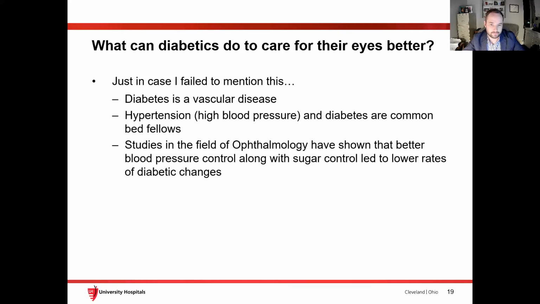We've done studies over large groups of patients, and we actually found that controlling blood pressure along with blood sugar together led to lower rates of diabetic changes. So it's not just enough to keep the sugar down, you've got to try and control the blood pressure too.